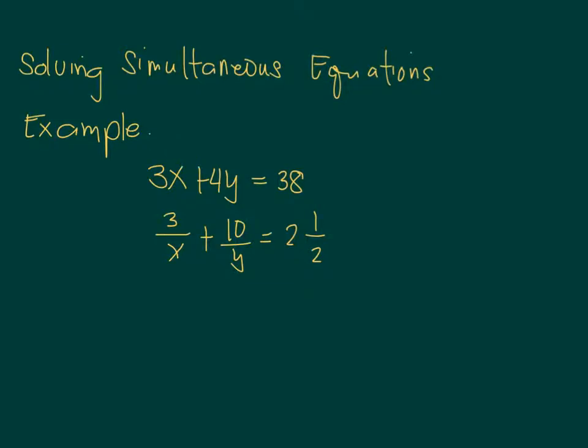Okay, in this video, I'm going to teach you how to solve simultaneous equations, in which one of the equations has rational expressions. In this case, as we can see, we have in the second equation 3 over x and 10 over y. Although there can be many different ways of solving simultaneous equations, like the method of elimination, or if you want to graph the two equations, you can also do that.